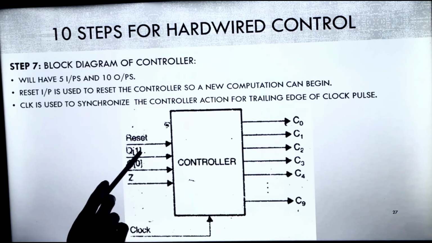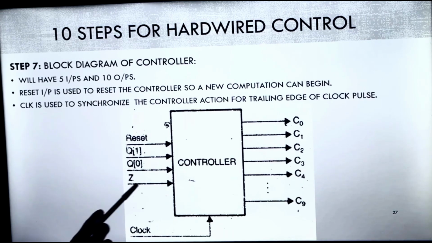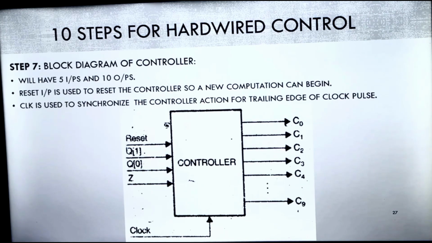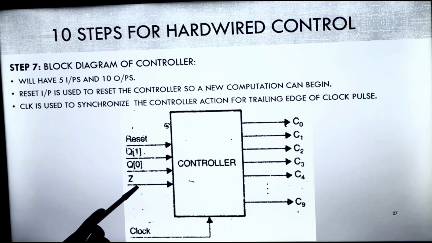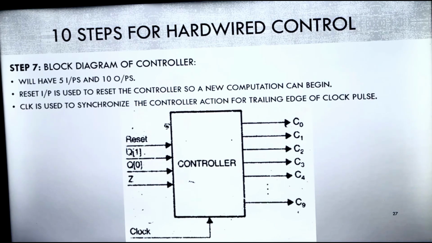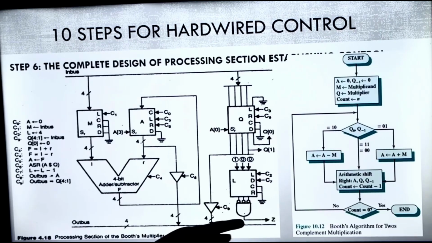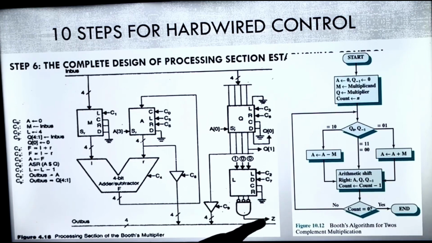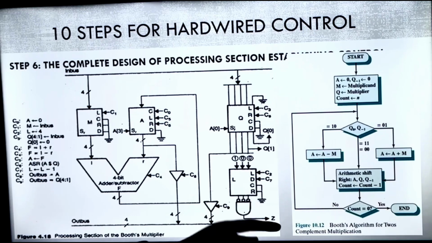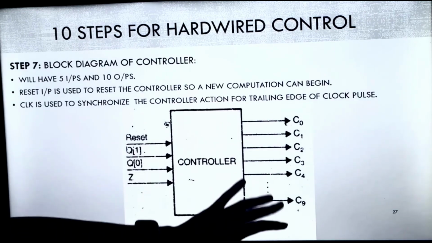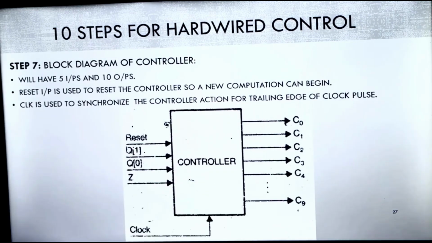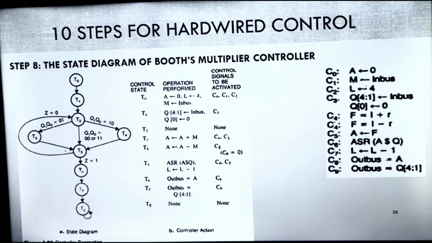What are those? Q1, Q0, which tell whether I have to go for addition or subtraction, and this Z will tell me whether I have to stop my algorithm or not. If Z equals 1, I will stop. If Z equals 0, I will continue. Why? From this we got the value of Z. If it is 1, it means L equals 0, count equals 0, and I have to stop. And as output I will get 10 different control signals. I hope this step is also not very difficult. We'll go for step number 8.